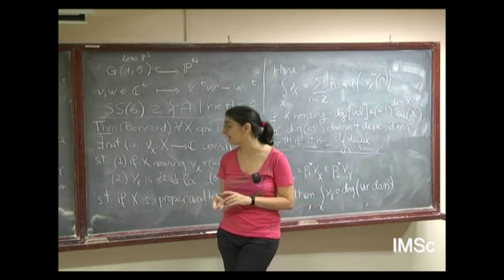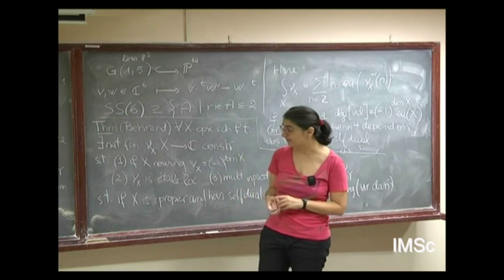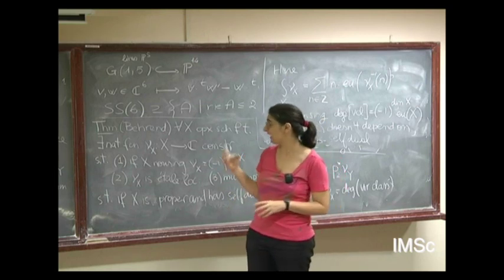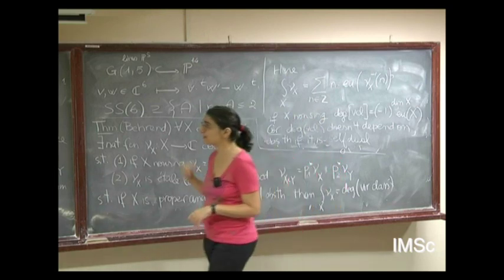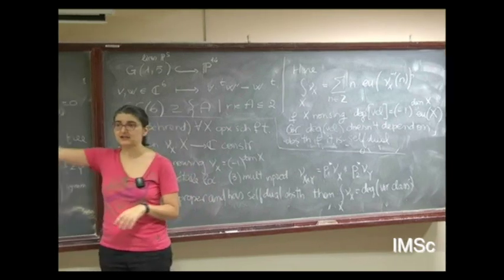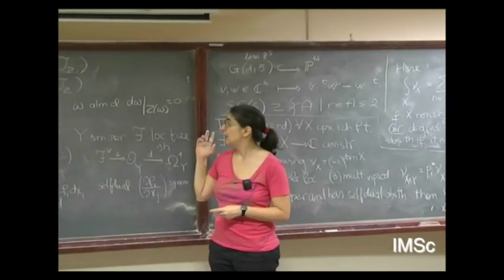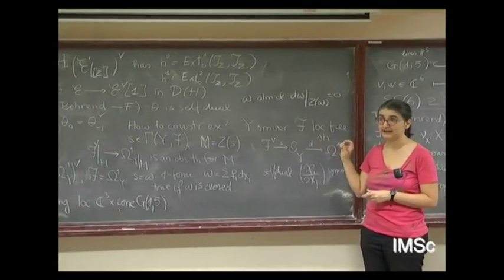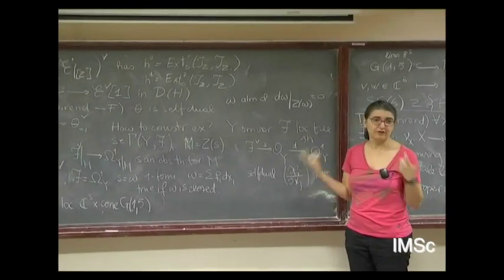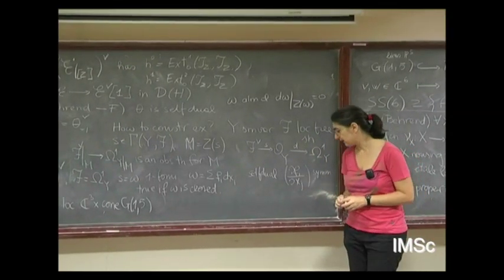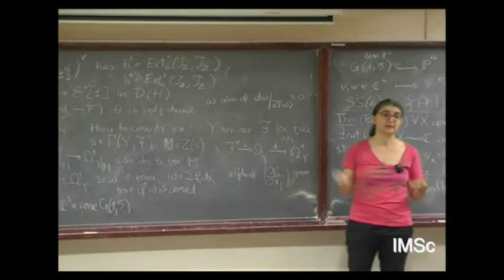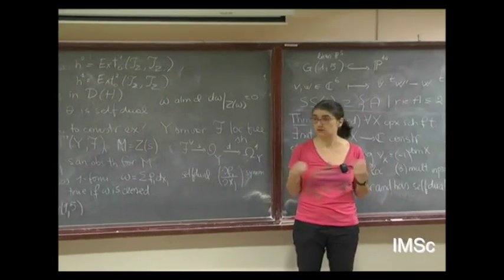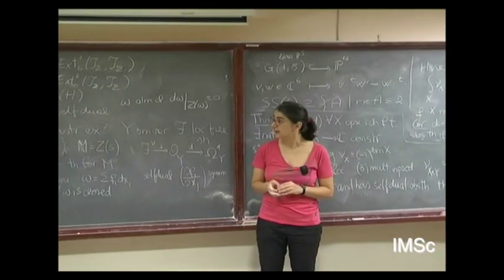In particular, the derived people proved that whenever you have such a shifted structure, in particular in all these examples, then it's locally the zero of a gradient. And what Joyce et al. prove is that this is true even Zariski locally, so a much stronger statement.